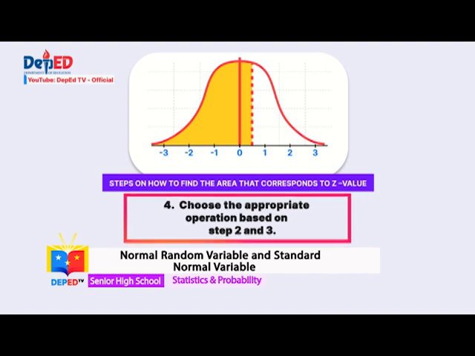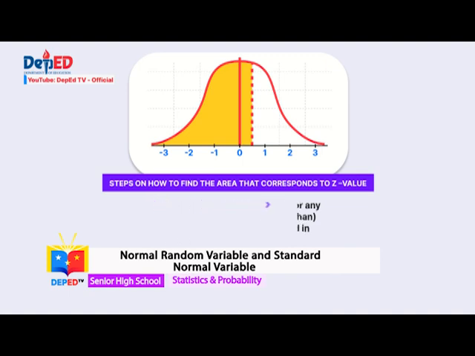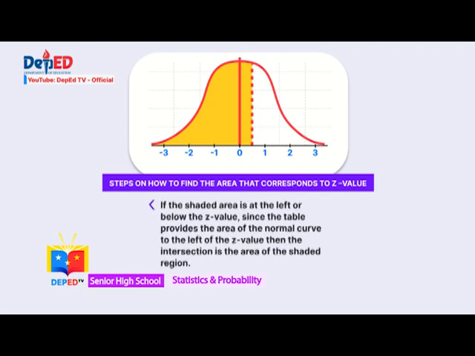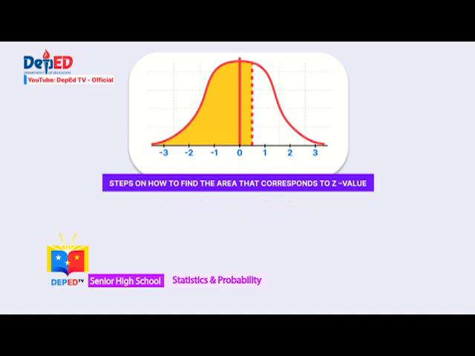Three conditions may happen. First, when the z-value is to the left or any related terms, just write the value we obtained in step 3. If the shaded area is at the left or below the z-value, since the table provides the area of the normal curve to the left of the z-value, then the intersection is the area of the shaded region. Note that the area indicated in the table is the area at the left side of the z-value.